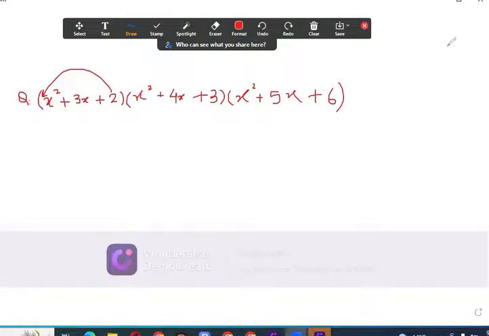Choose two factors that, when you multiply, you will get 2, and when you add or subtract, you will get the mid term, which is 3. So what are those two factors? 2 and 1. So you will choose 2 and 1, and when you add 2 and 1 you will get 3. So it means that those two factors are 2 and 1.